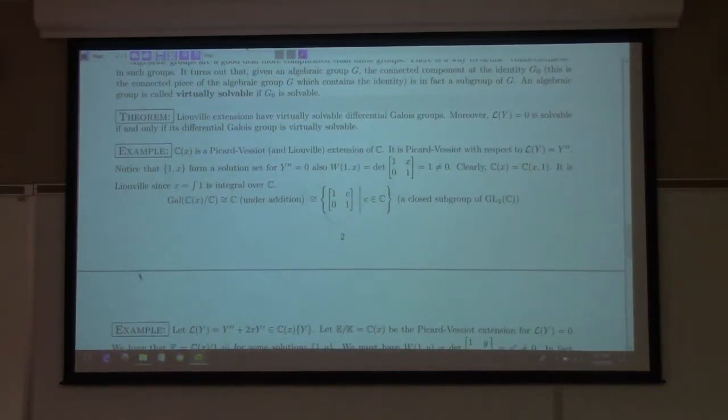Maybe that was it. Liouville extensions have virtually solvable differential Galois groups. L of y equal to 0 is solvable if and only if its differential Galois group is virtually solvable. So it's not quite the same notion as solvable. It's virtually solvable, which is a slight twist on the solvable definition you already know.